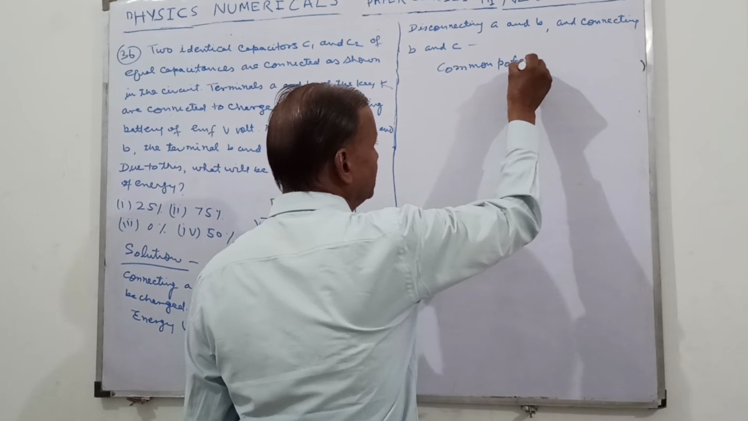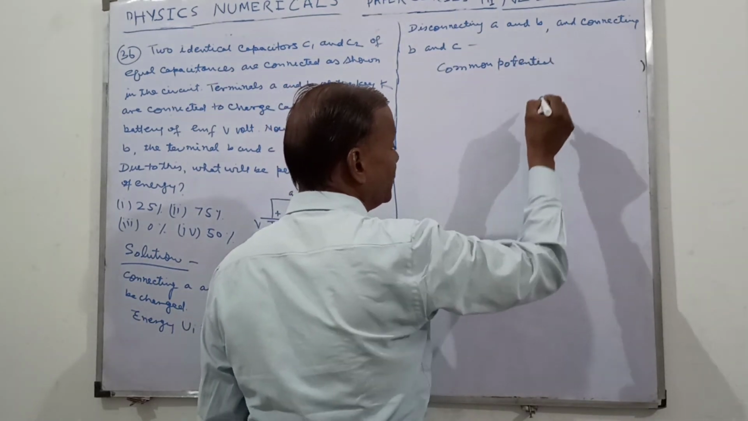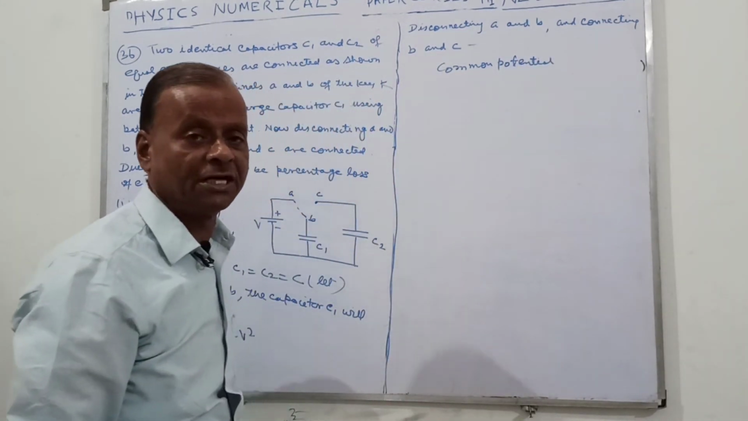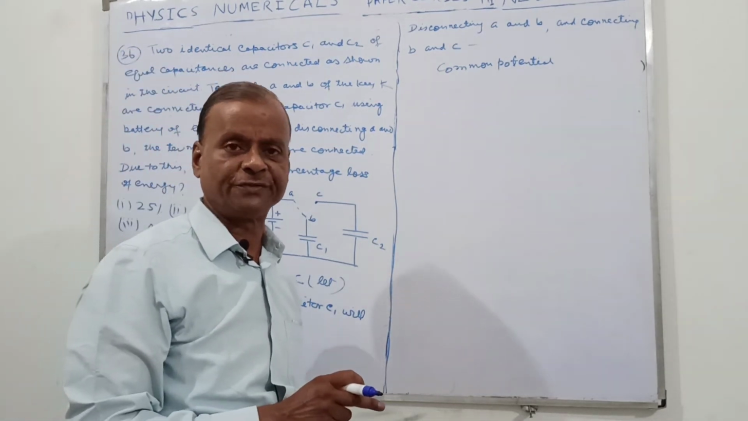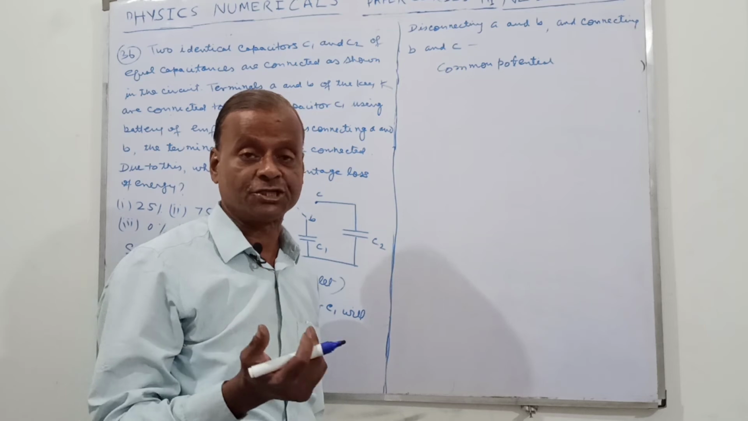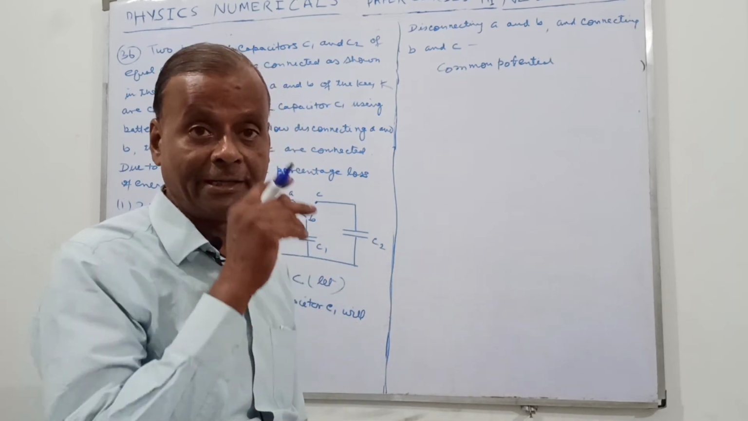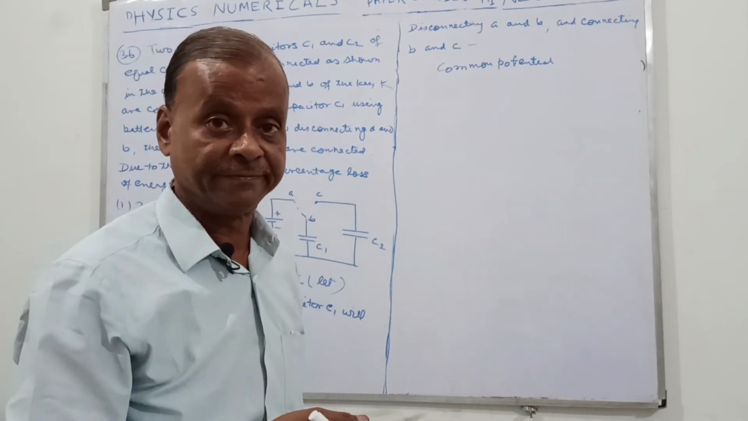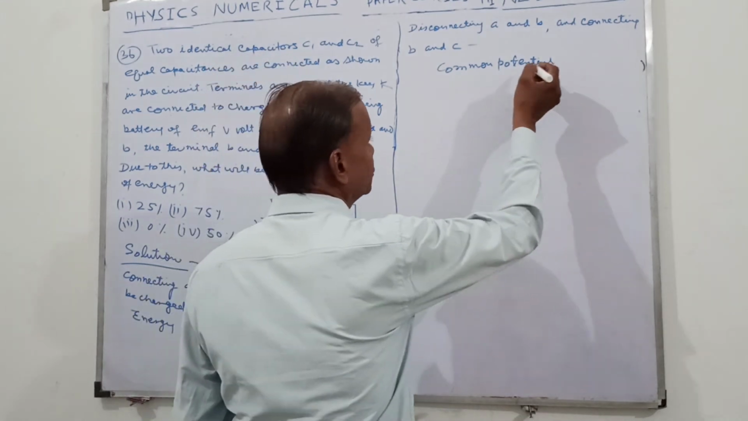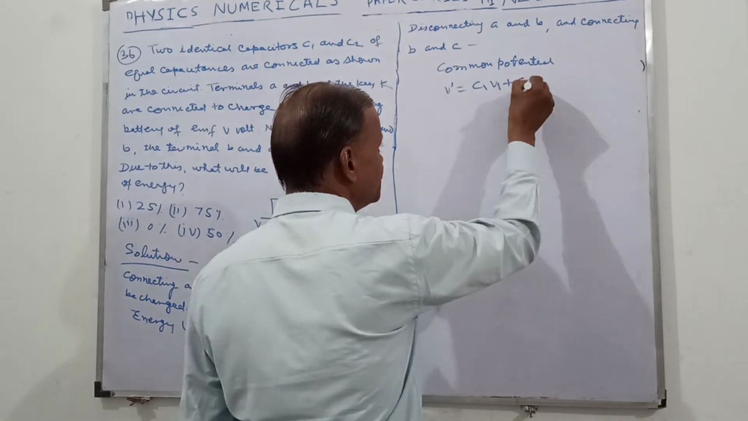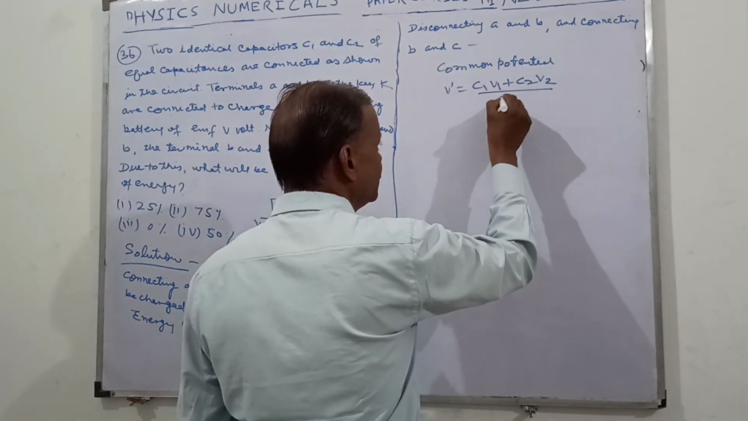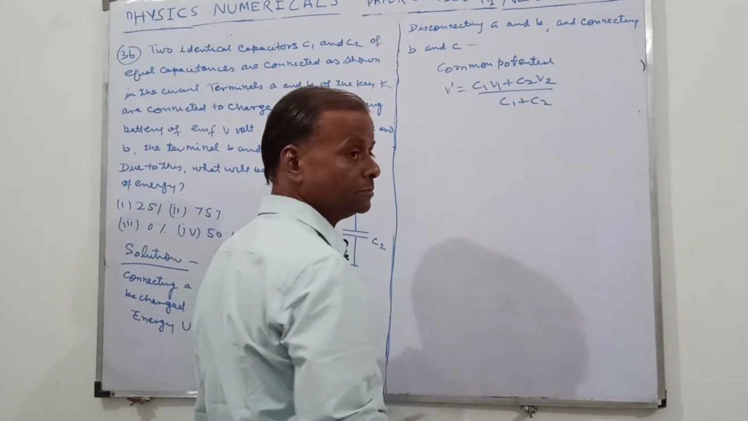Common potential. And always remember that when the charged and uncharged bodies are connected, there is a flow of charge. The charge is redistributed in the ratio of their capacitances. So the common potential V' is equal to (C1V1 + C2V2) upon (C1 + C2).